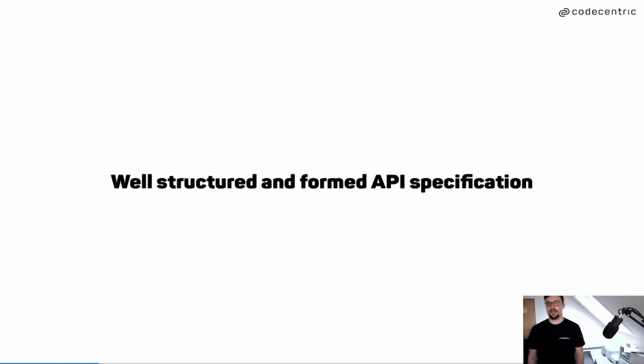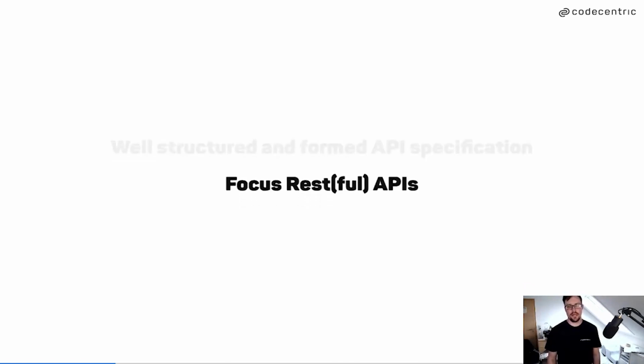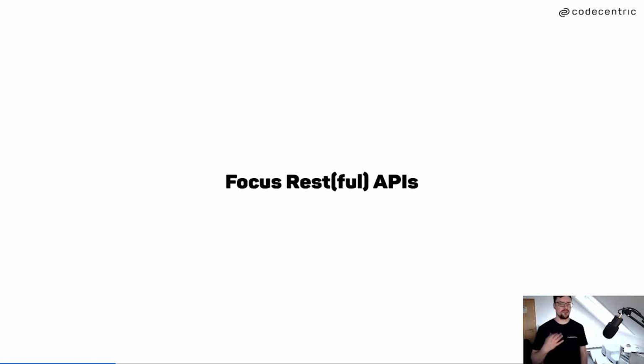So when we think about a well-structured and formed API specification, that's actually not the easiest part so far. So we have to set a focus, to not overburden the things we see around in the context of gateways. So we focus on RESTful or REST APIs. So what does it really mean?